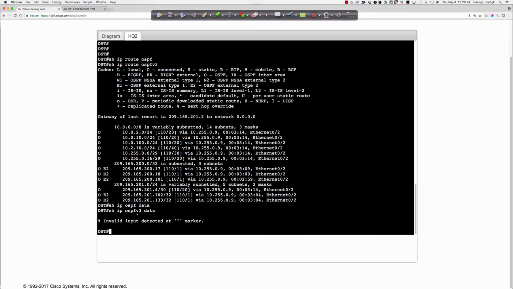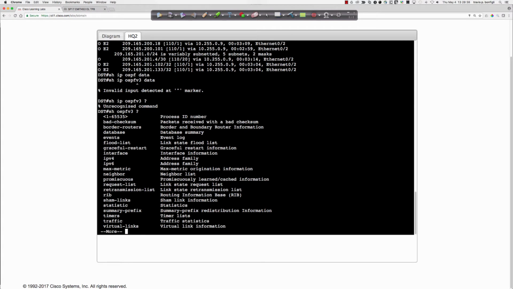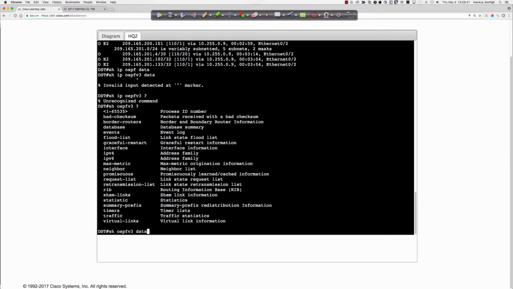And is it not OSPFv3? It should be show ip ospf, or is it show ospf? Hold on one second here. And this is what I don't like. OSPFv3? Yeah. Show ospfv3 database.